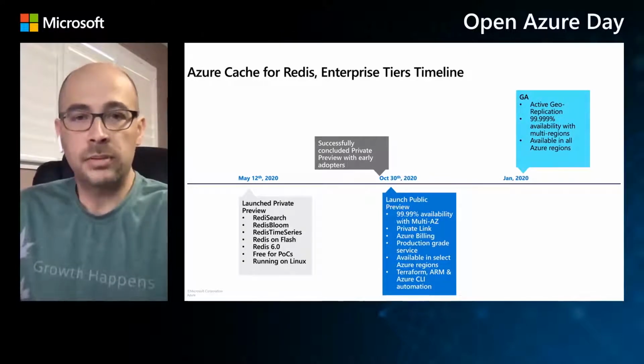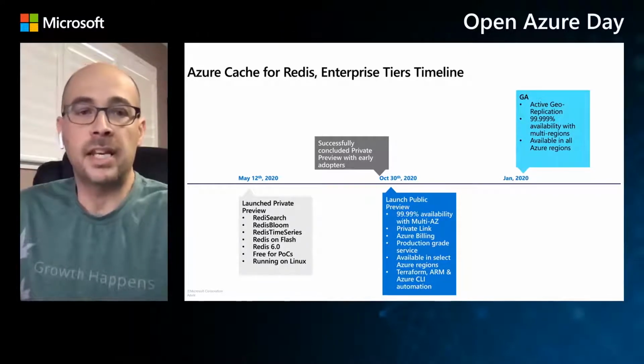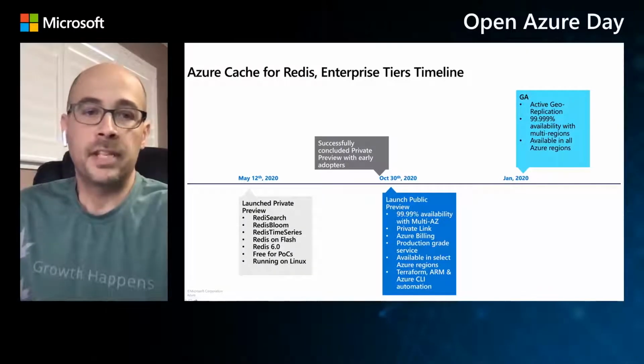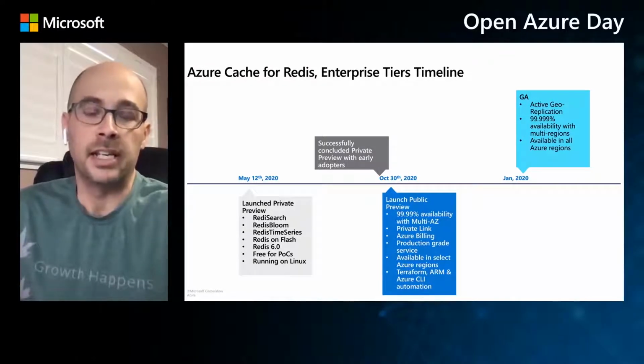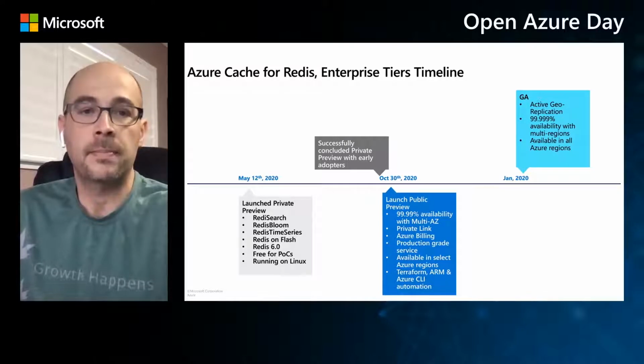We've successfully concluded a private preview and began our public preview offering on October 30th. This offering comes with 4 nines availability when deploying over multiple availability zones. Includes private link, includes Azure billing. The service is very much like a first-party service built by Azure and managed by Azure. It is already a production-grade service, albeit it's available in select regions.